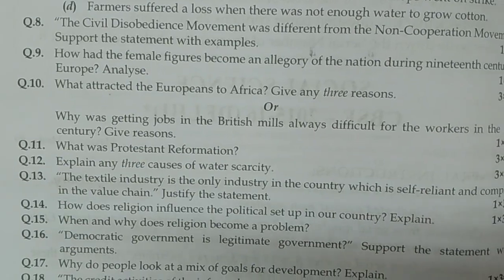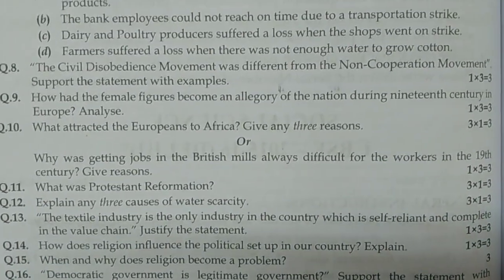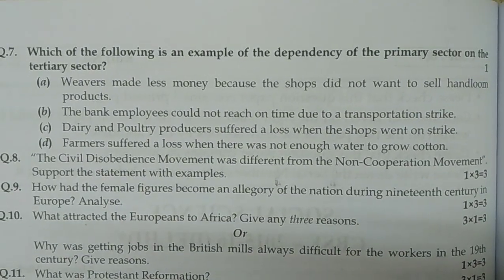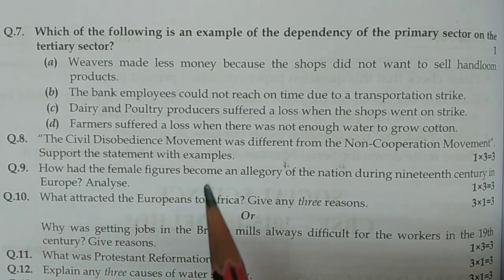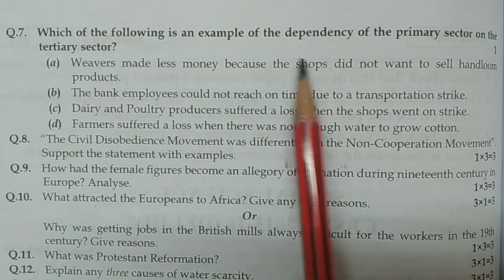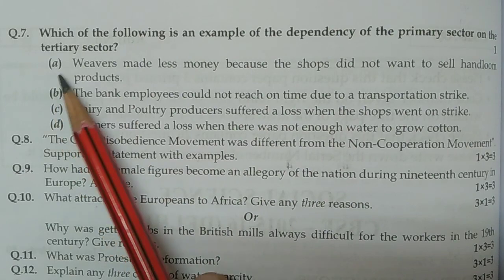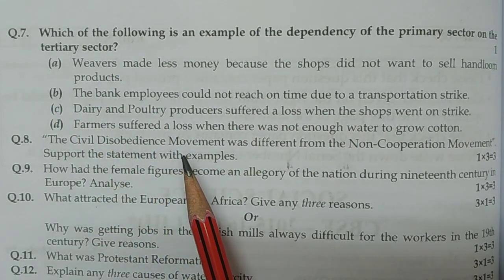All these question papers are from previous year 2015-16, so it's very important to understand those questions because this is also very helpful for your practice session. So I'm just coming with these questions. Now, which of the following is an example of the dependency of the primary sector on the tertiary sector? You have 4 options, and you can choose one answer from here.